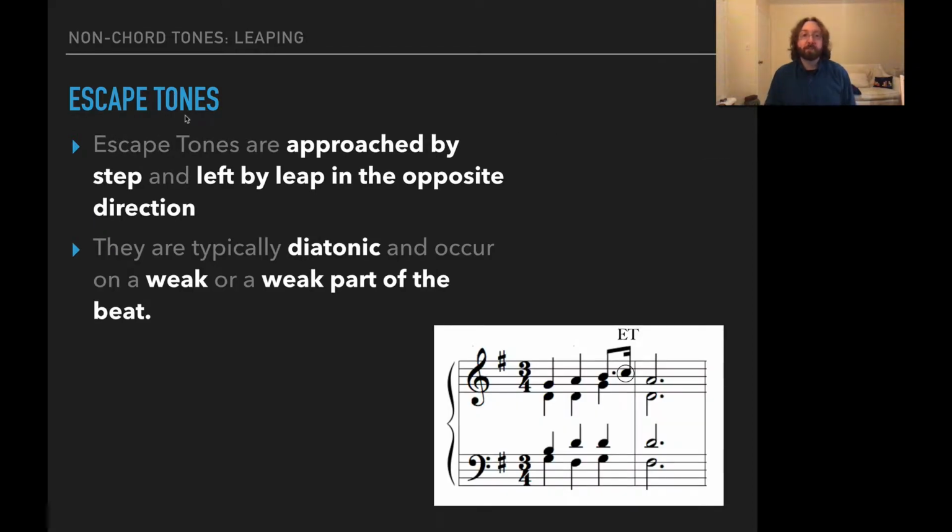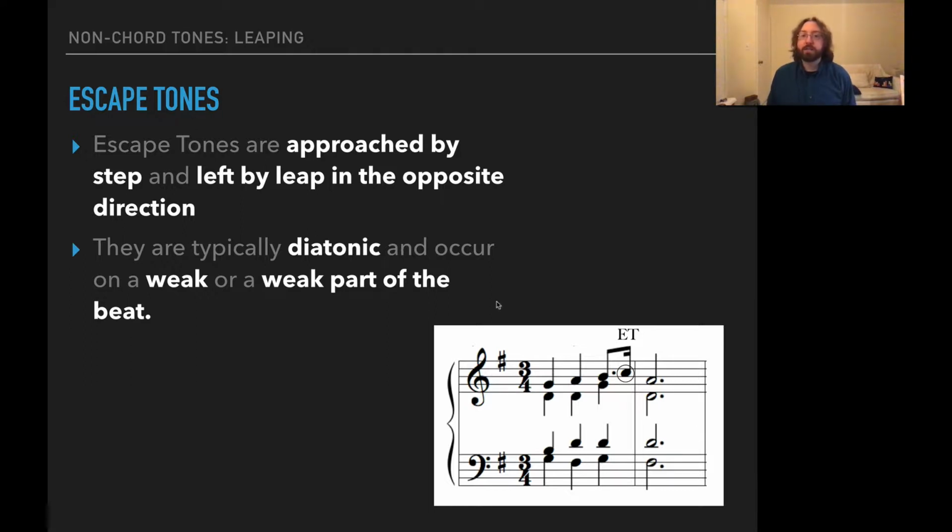We'll begin with escape tones. Escape tones are approached by step and left by leap in the opposite direction. They are very specific, and it's very common to get this switched. In the common practice era, this is a very specific formation, so we're approaching it by step, usually upwards, and then leaving it by leap in the opposite direction. Typically, they are diatonic, meaning there's no chromatic notes involved, and they'll occur on a weak part of the beat. Let's take a look at this example.